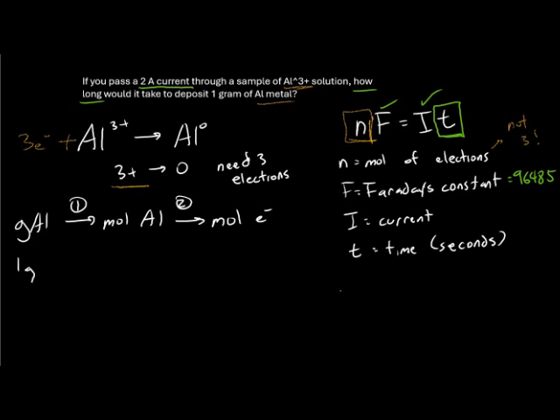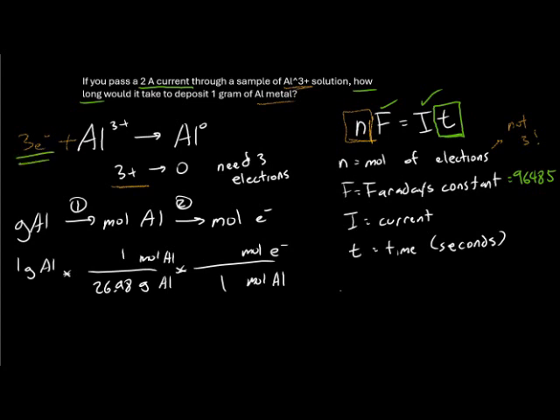We'll start with 1 gram of aluminum metal. We'll get out of grams and into moles. We can use the molar mass of 26.98 next to grams and 1 next to moles of aluminum. Then we'll get out of moles of aluminum and get into moles of electrons. The balanced equation says for every 1 mole of aluminum, we have 3 moles of electrons. Then we'll go to a calculator and multiply all this together. We'll end up with 0.111 moles of electrons.